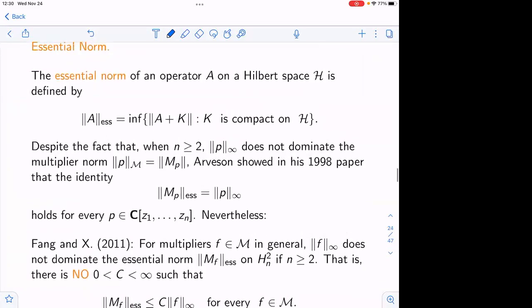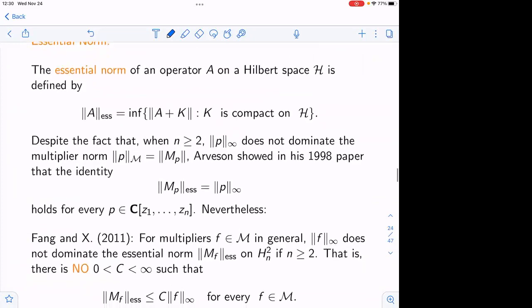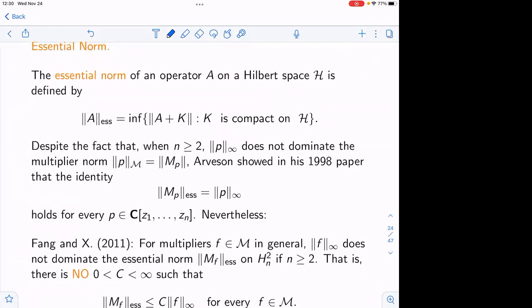Okay, so there's also the question of essential norm. So first of all, if you have an operator A on Hilbert space H, the essential norm of the operator is defined by this. Now, for polynomials, we know that the H infinity norm for polynomial does not dominate the multiplier norm of the polynomial on Drury-Arveson space, and this is known in Arveson's paper, 1998. This was also known in Drury's paper.